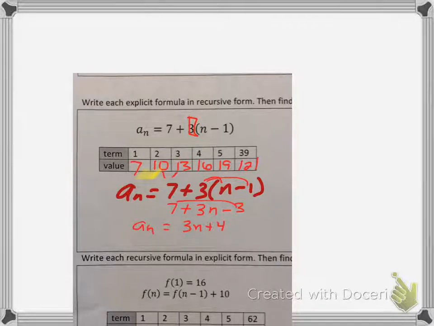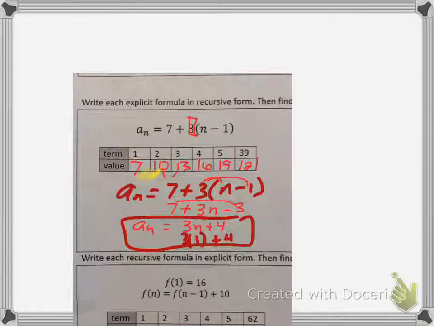is how I would get my term. So say I want my first term. I would go 3 times 1 plus 4. 3 times 1 is 3. 3 plus 4 is 7. So this formula also worked to find the term that I was looking for, even though it was more simplified. So just keep that in mind.